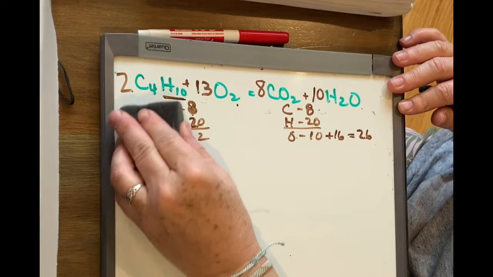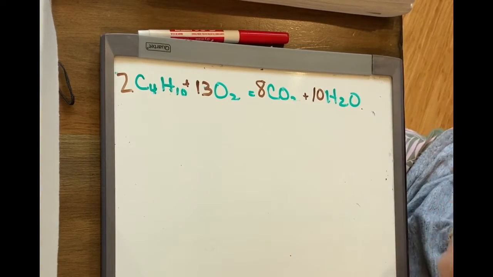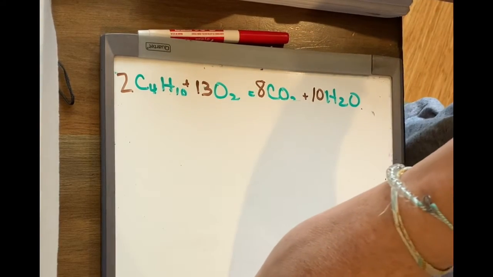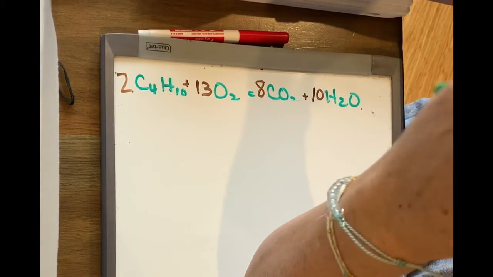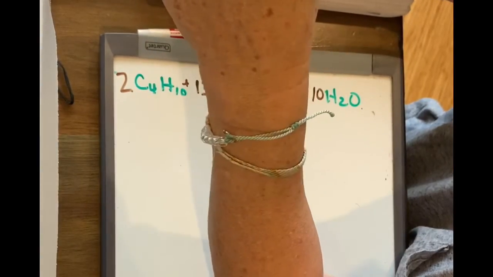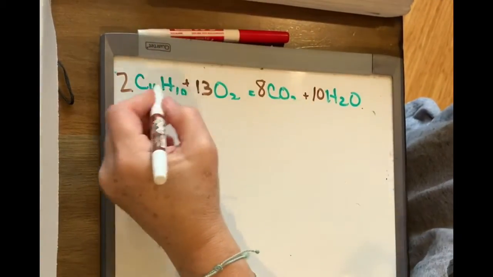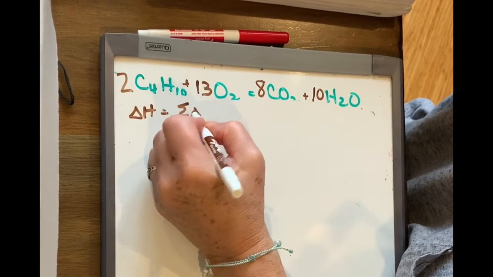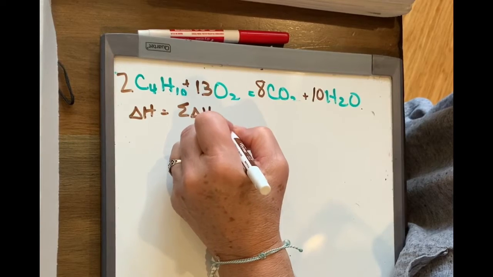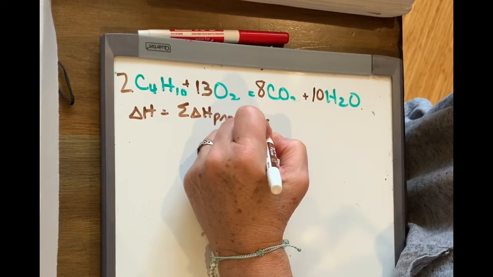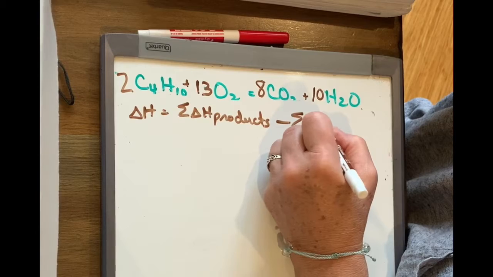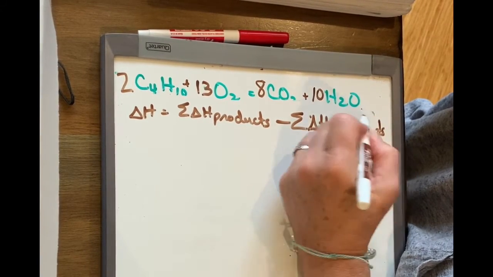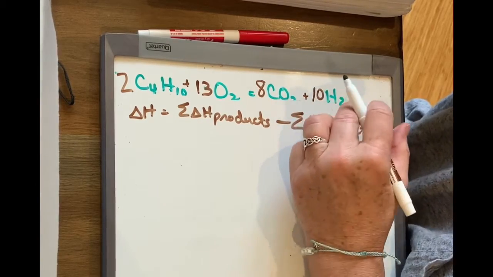So we can go ahead and work through Hess's law. So now when we look at Hess's law, we have to go backwards, right? So our law per se is delta H equals the sum of delta H products minus the sum of delta H reactants. So we've got to reverse this.